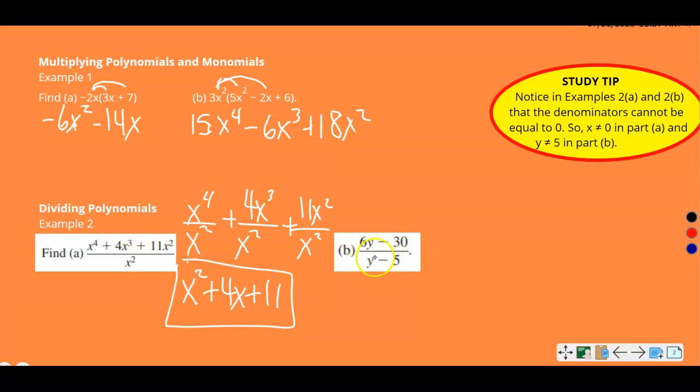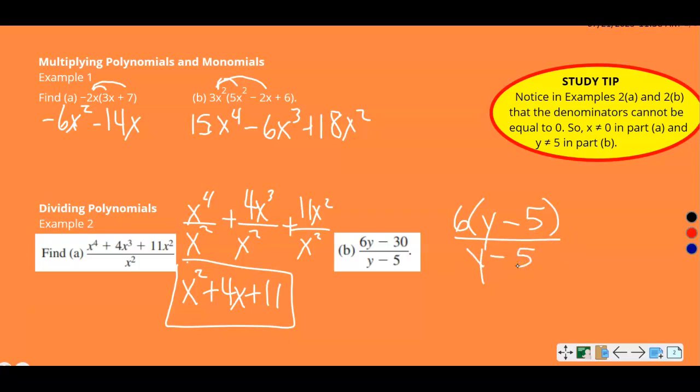Part B, you can't just cancel y's, you have to have similar factors. When there's a plus or minus here, that means it's a binomial, and you cannot cancel part of that binomial unless you cancel the whole thing. So what can we do? Hopefully you see that 6 and 30 both have a multiple of 6 inside. So if I factor out a 6, I can say 6 times y, and 6 times negative 5 is negative 30. All I did was rewrite the top expression.